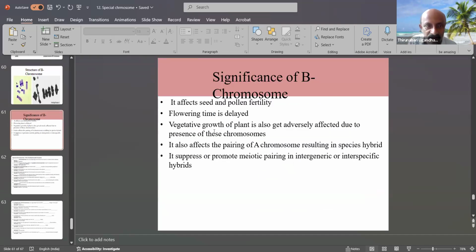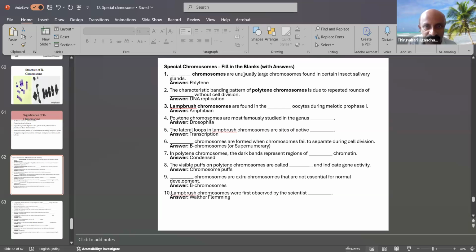The significance of the B chromosomes here is that they are special chromosomes in the grains. Polytene chromosomes are unusually large chromosomes found in certain insect salivary glands. The characteristic banding pattern of polytene chromosomes is due to repeated rounds of DNA replication. Lampbrush chromosomes are found in the oocyte during the meiotic process, and also in amphibians.